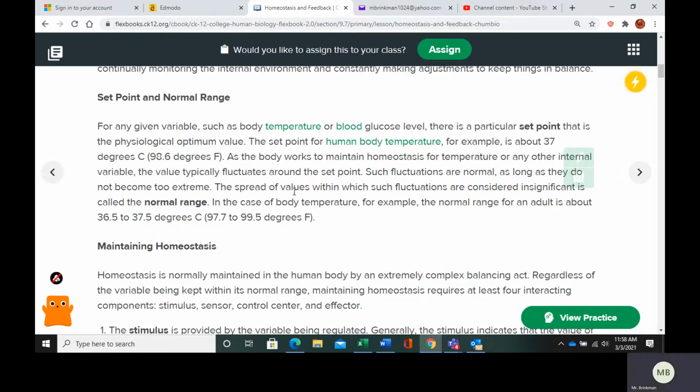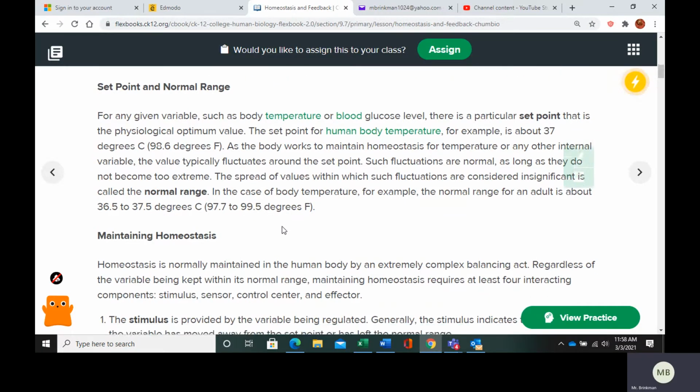The spread of the values within which these fluctuations are considered insignificant, where they're not dangerous, lethal, or fatal, is called the normal range. For human body temperature, our normal range is going to be about 97.7 to 99.5 degrees Fahrenheit.